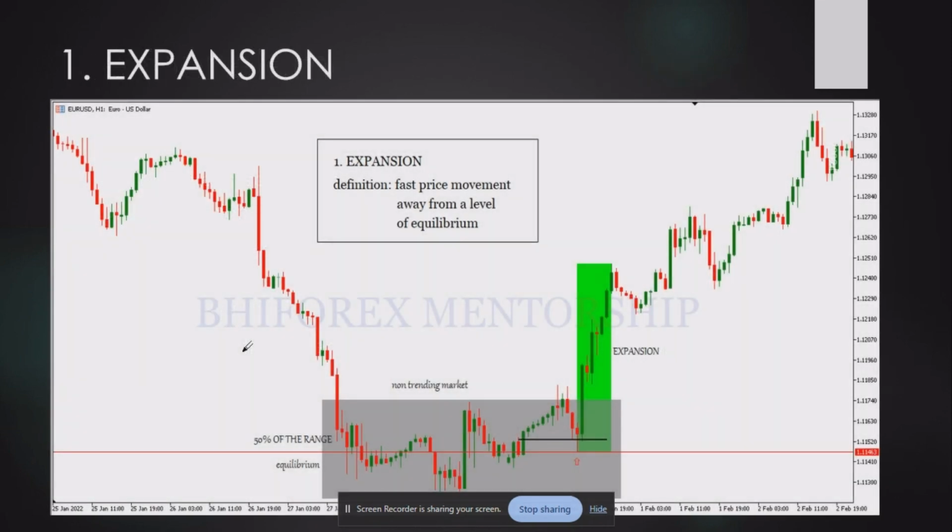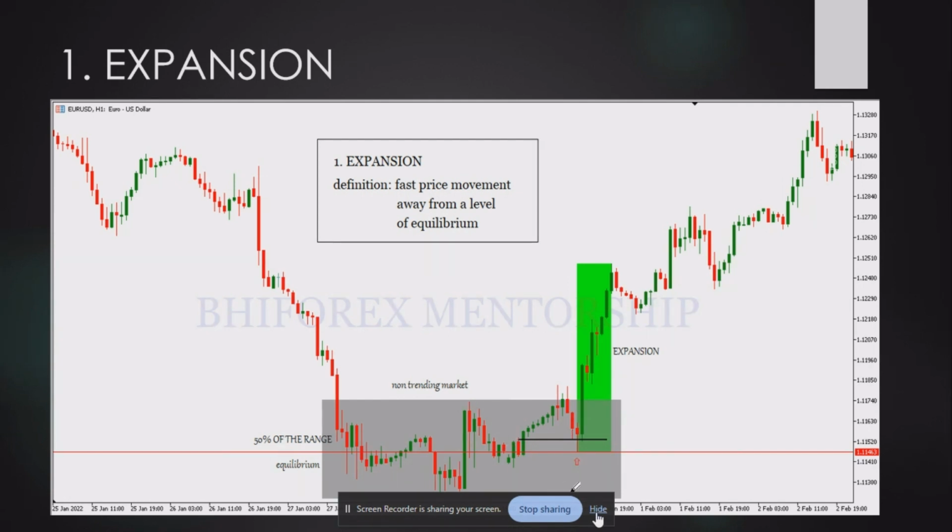So the first one we'll be looking at is expansion, and the definition says expansion is the fast price movement away from a level of equilibrium. From our first week, I explained what dealing range is and what equilibrium also is.